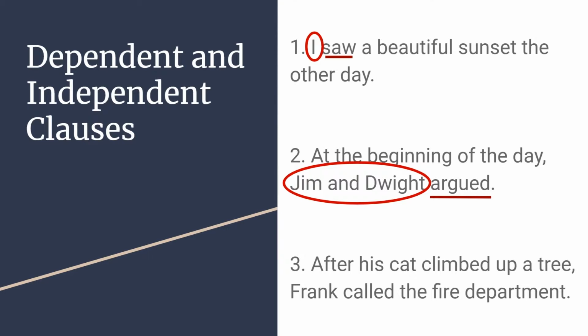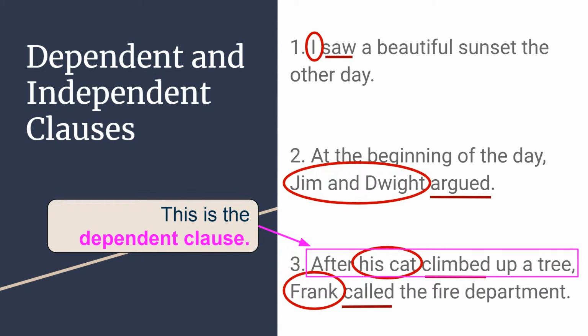The last one, "After his cat climbed up a tree, Frank called the fire department." In this sentence, there's two subjects. His cat and Frank are both subjects in this sentence. Climbed and called are both verbs. If you want to get really simplified, fine. Frank called is the main subject and the main verb. But I think that it's not a good way to think about that because really there are two subjects and two verbs. And the reason is that there are two clauses.